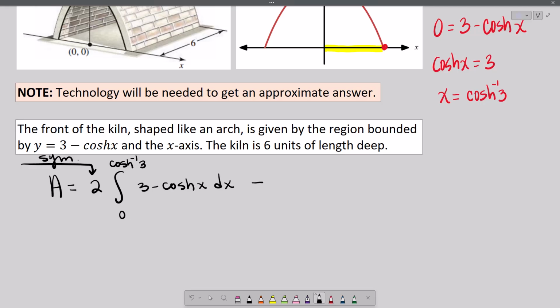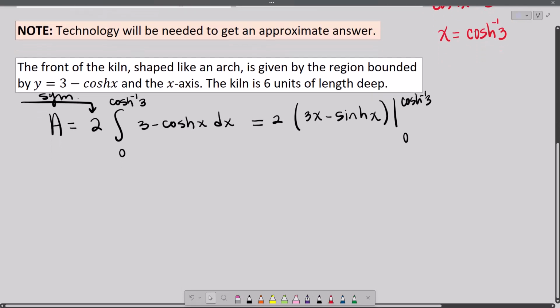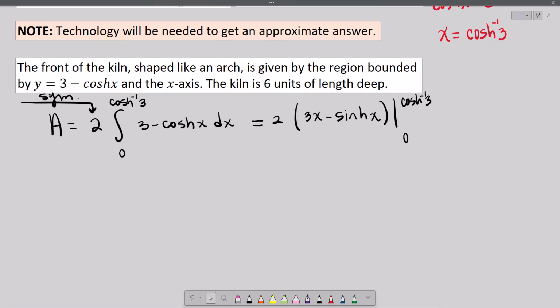Okay, so the antiderivative here, we're going to get 3x minus sinh x, and that's going to go from 0 up to this strange irrational number, inverse cosh of 3. If we plug and chug here, do you see that 0 is not going to contribute anything? 3 times 0 is 0. Sinh of 0 is 0. That's the one point on sinh that we know. It passes right through the origin. Looks a lot like tangent.